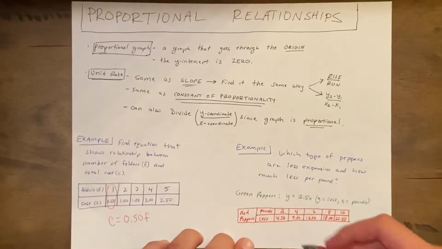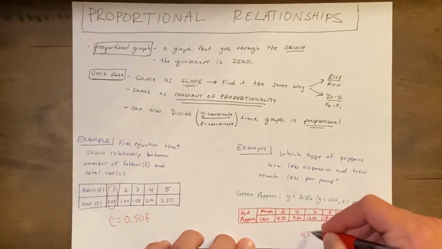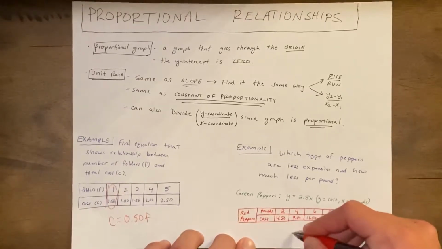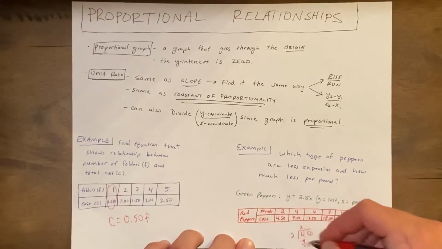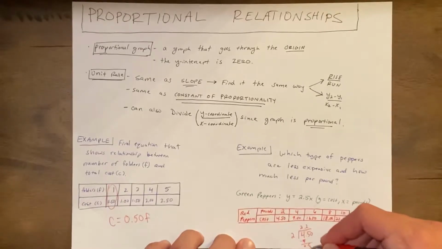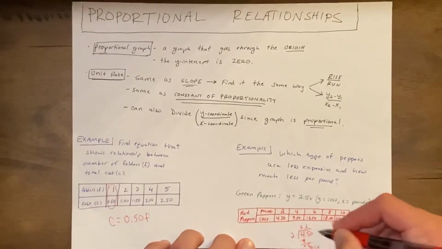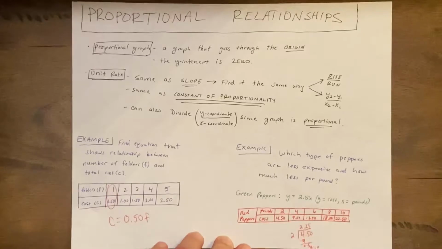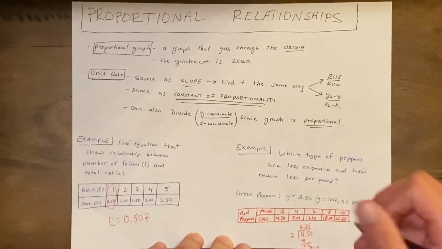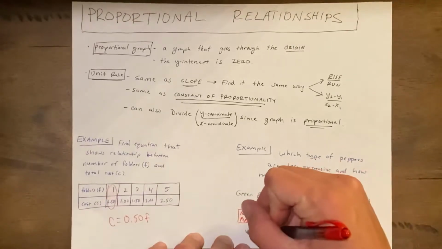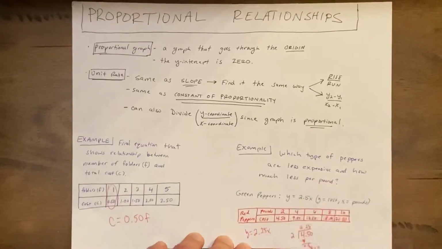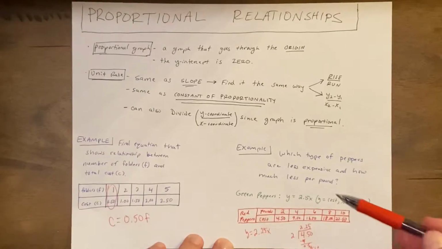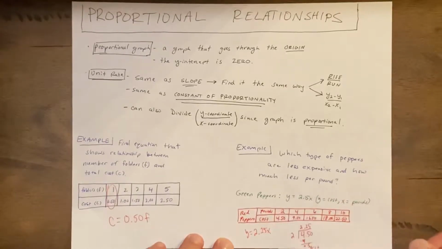Well, if I think about that, I could do that right here. 4.50 divided by 2. Well, that'll go in twice. So now I get 4. Bring up my decimal. 2 will go into 5 also twice. That gives me 4. Bring down my 0. Now I get 2.25. So now the equation here for red peppers would be y equals 2.25x. Now I can answer my question. Which type of peppers are less expensive?